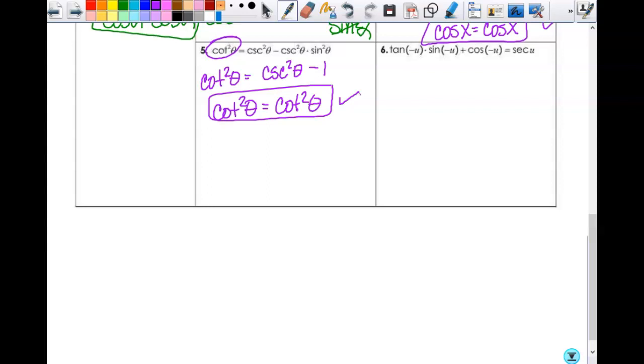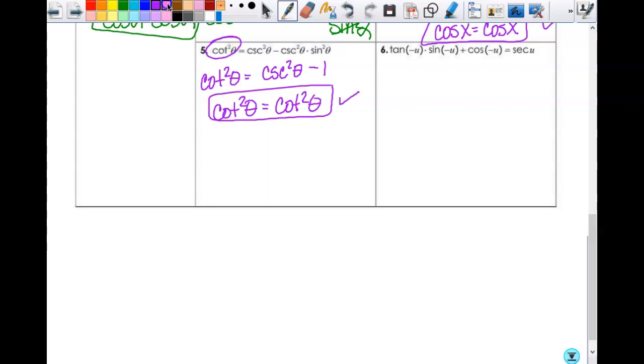Okay. We good? All right, look at number 6. How's number 6 different than the other ones we've done so far? There are negative u's in there, right? And I have to make it equal to secant of positive u, which means I need to handle the negative u's, and I think I want to do it first just to get rid of them.